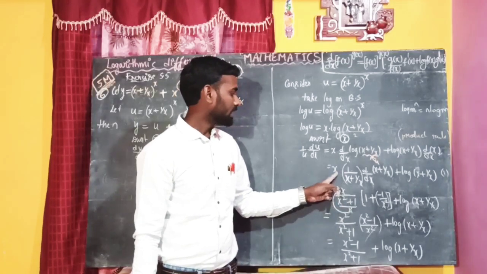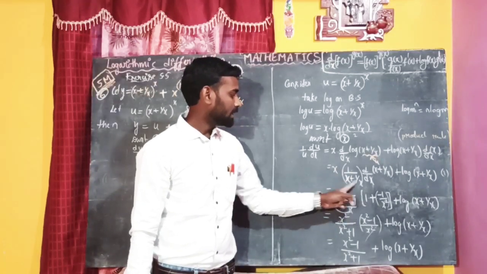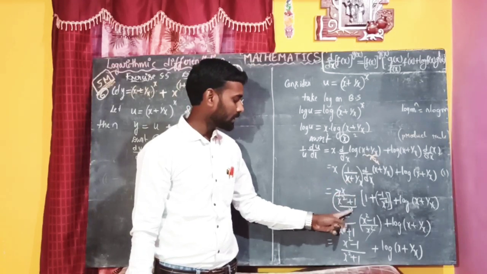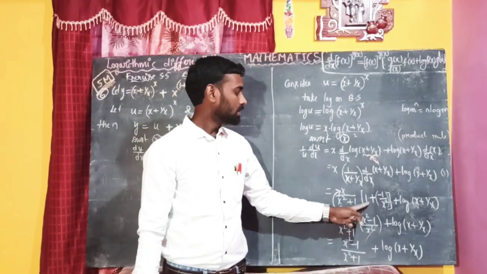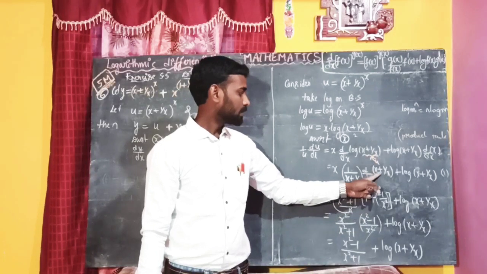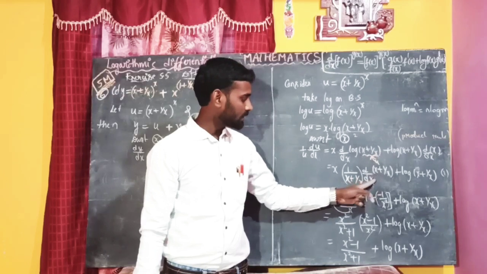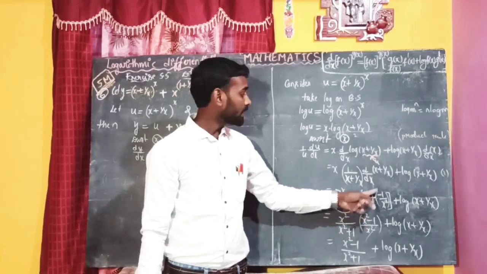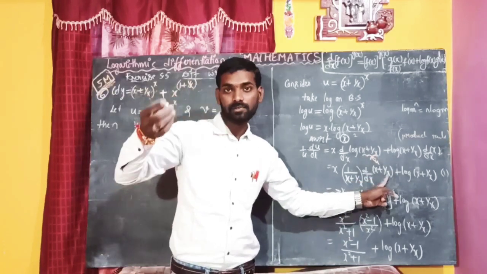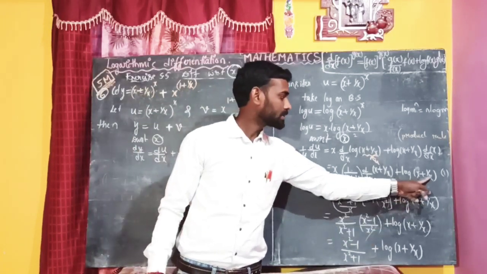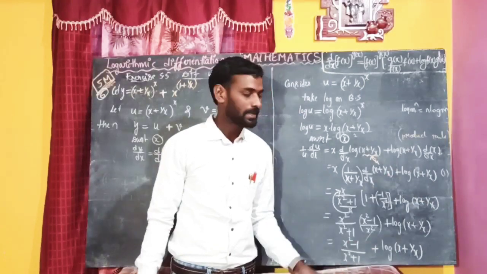Now here x into, if I cross multiply this, x square plus 1 by x square plus 1 by x into x plus 1 by x. Here derivative of x plus 1 by x is: derivative of x with respect to x is 1. Derivative of 1 by x is what? Minus 1 by x square. This is minus 1 by x square plus log of x plus 1 by x into 1, means log of x plus 1 by x.